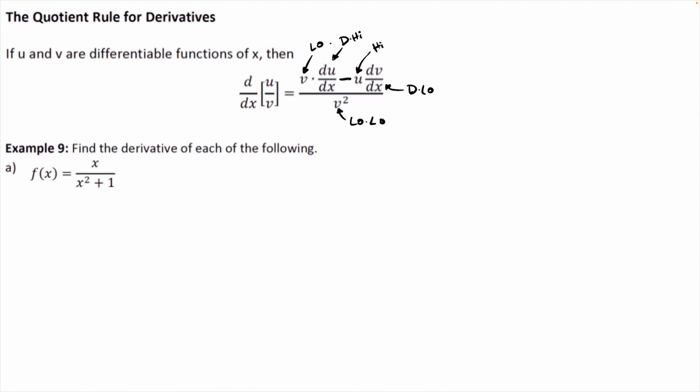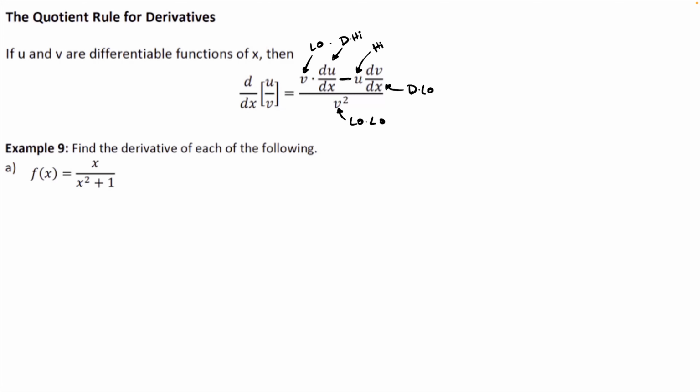So how do you do it? Well, here it is. You take the low, whatever the low is, times the derivative of the high. That's one term. Minus the high times the derivative of the low. That's another term. Over low squared. Okay? Low d high minus high d low over low low.